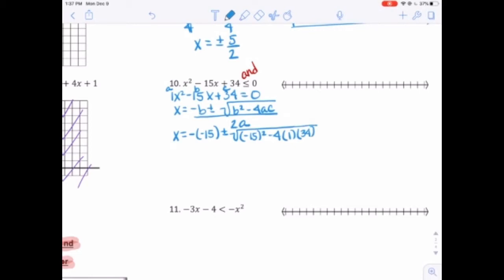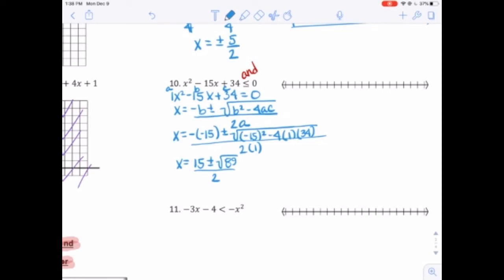All right, let's simplify this, getting rid of parentheses after we divide by 2a. So x is equal to negative times negative 15 is a positive 15, plus or minus, if I take negative 15 squared and subtract 4 times 1 times 34, I get the square root of 89, and that's all over 2. Square root of 89. 89 happens to be a prime number. It's a big number, but it's still a prime number. The only things that will divide evenly into 89 are 89 and 1. So we are not going to be able to factor this anymore.